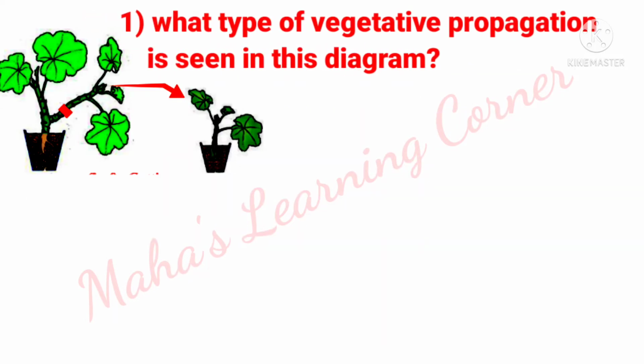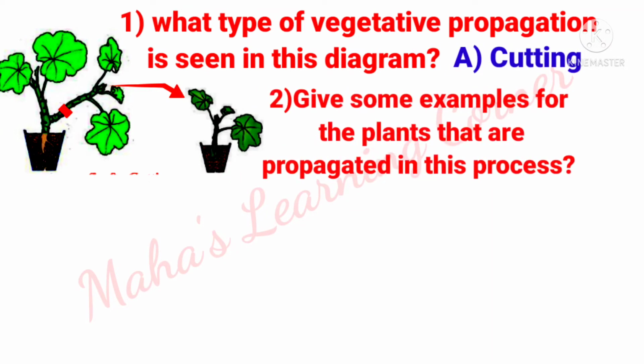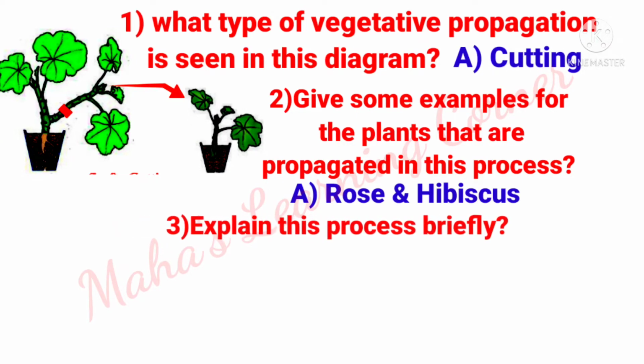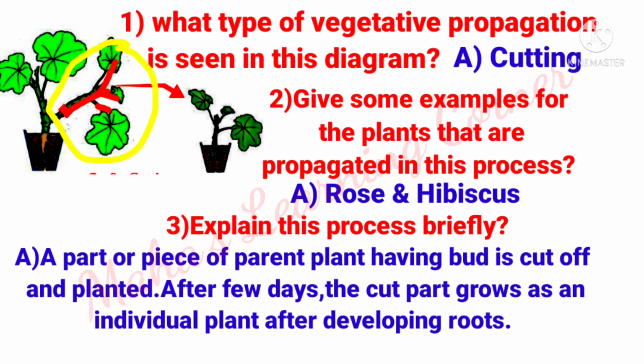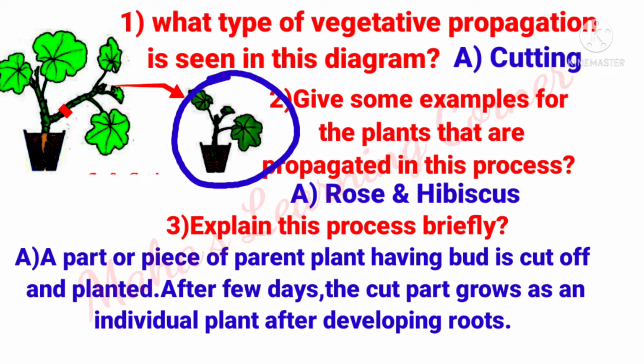What type of vegetative propagation is seen in this diagram? Correct answer, cutting. Second one, give some examples for the plants that are propagated in this process. Correct answer, rose and hibiscus. Third one, explain the process briefly. A part or piece of the parent plant having a bud is cut off and planted. After a few days, the cut part grows as an individual plant after developing roots.